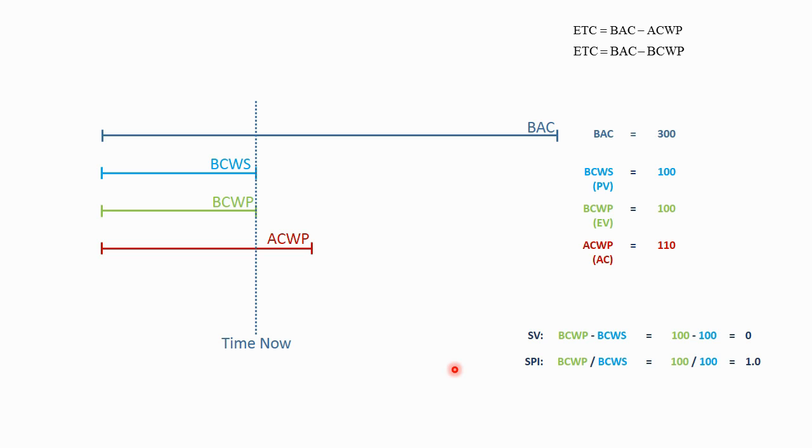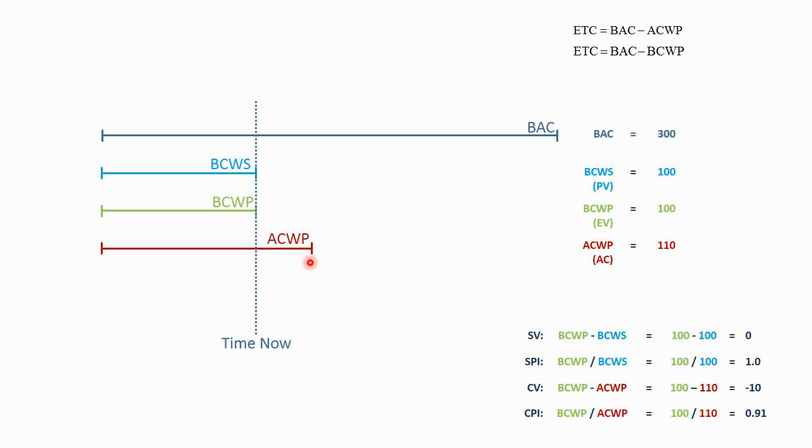Now, the actual cost of work performed is 110 hours. So this project was less efficient. This project accomplished 100 hours of work for 110 hours. And you'll see that in the cost variance. Budgeted cost of work performed is 100. Actual cost of work performed is 110. 100 minus 110, negative 10. That's an overrun. Likewise, the cost performance index, budgeted cost of work performed divided by actual cost of work performed, is 100 divided by 110, 0.91. So this project manager is staying on schedule, excuse me, but is overrunning.